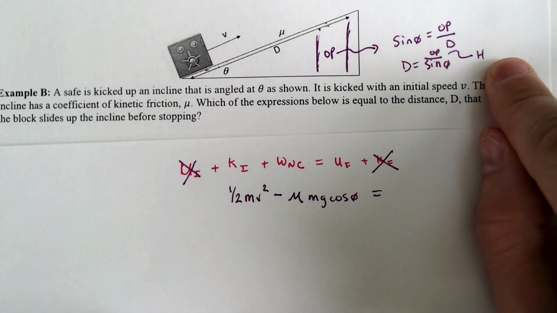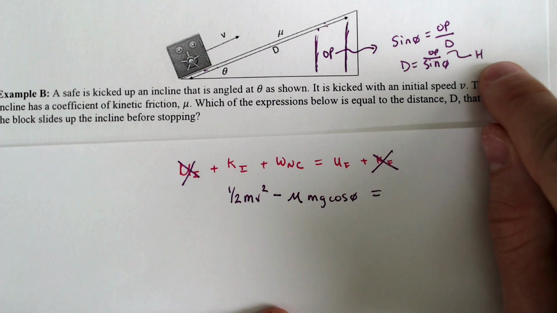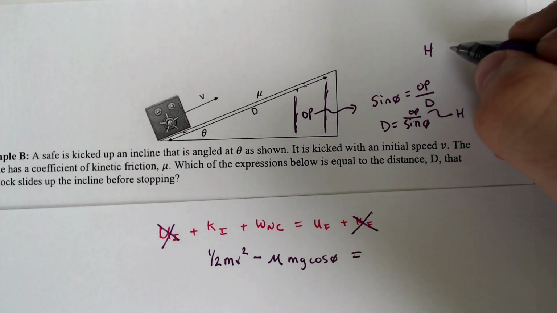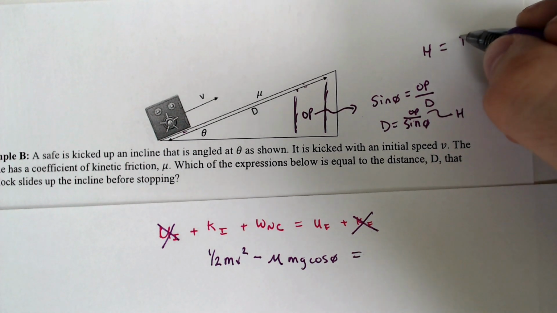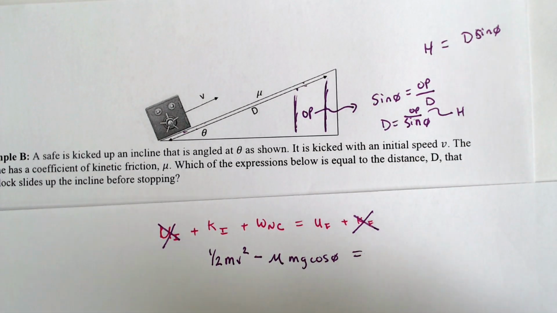All right. Okay. So with that in mind, our potential energy is the height. If our potential energy is the height, our height is equal to d times sine of theta. All right.